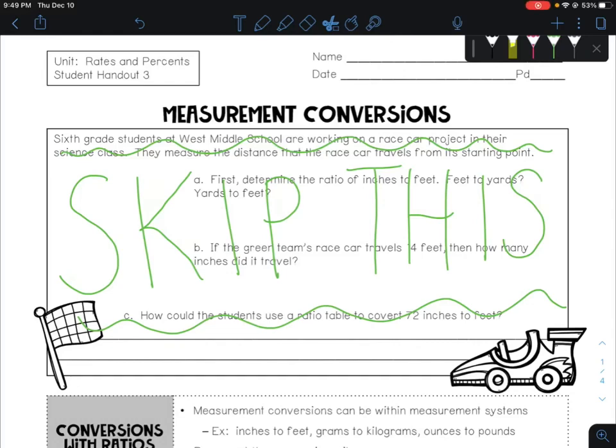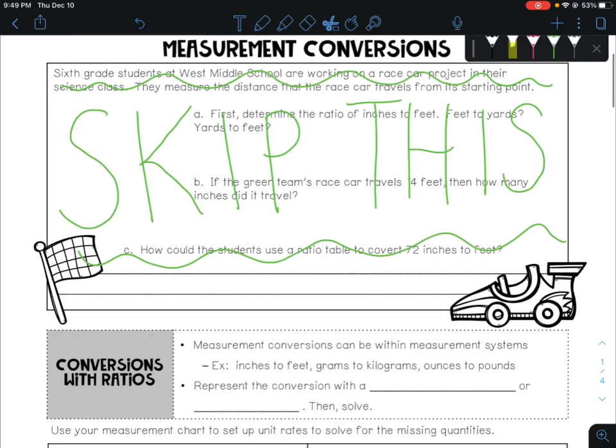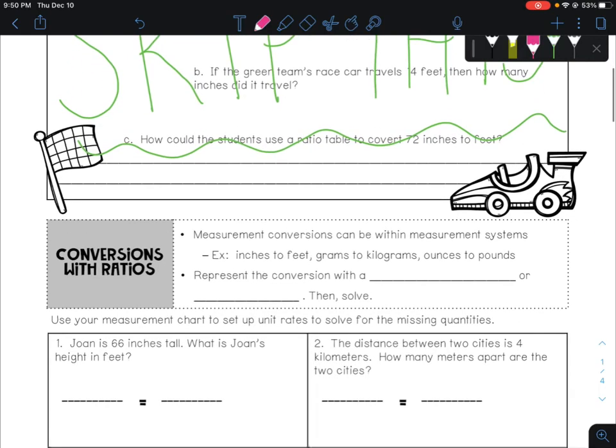For lesson 3, we'll be talking about measurement conversions. This is when we use rates to convert between units, like feet to inches, or grams to kilograms, ounces to pounds. We're going to actually skip this first example. You are welcome to do it on your own. It is on your notes, but we're going to skip it for the sake of time.